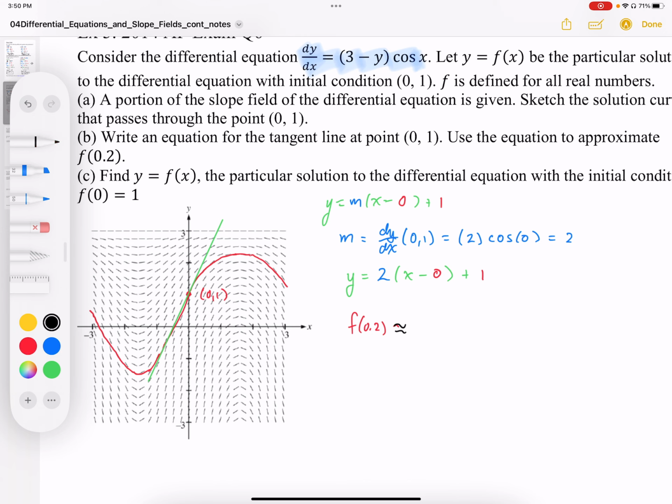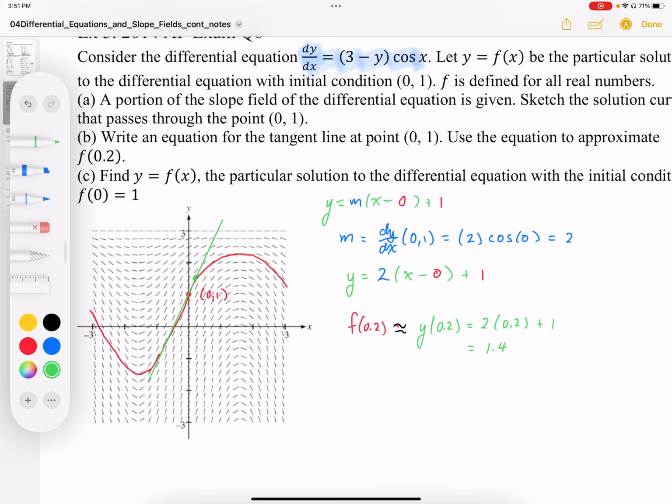So if I want a coordinate on the red line, I can say since 0.2 is close enough to the tangent point x = 0, I'm going to say that will approximate the y value on the red graph. So when I plug 0.2 into this equation, I'm going to get a y value of 1.4. So that's going to be somewhere around here.